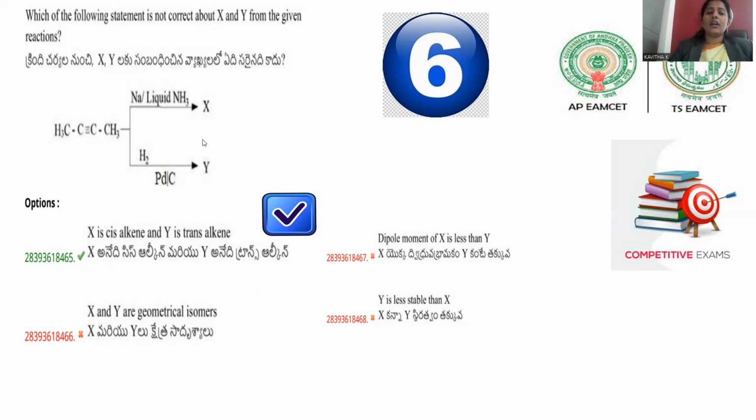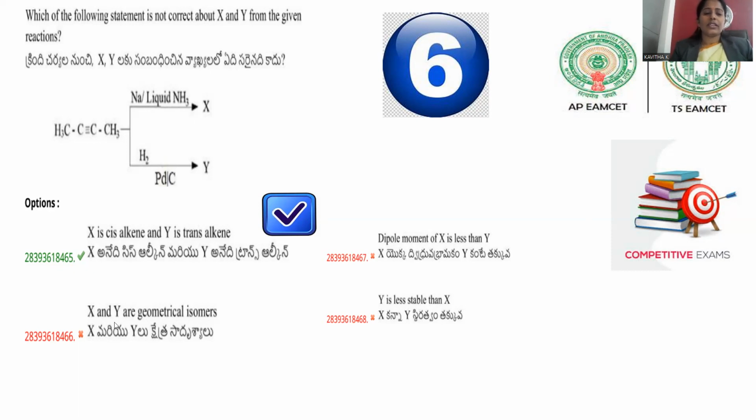They are saying X is cis, but X is a trans, Y is cis. Always Birch reduction gives rise to the trans alkene, and Lindlar's catalyst gives rise to the cis addition. They mentioned the wrong one, so the first option only is the odd man out. You can put a tick mark over here.